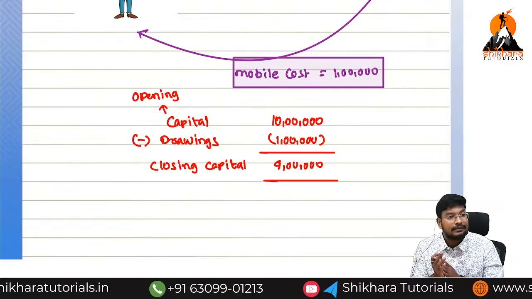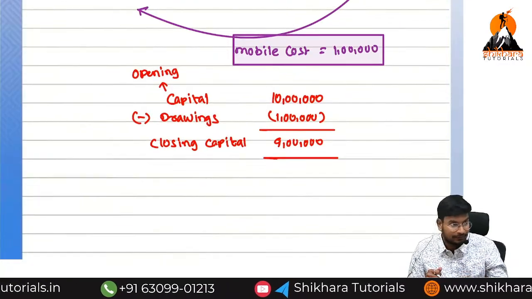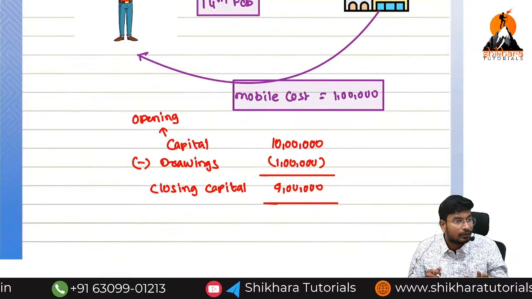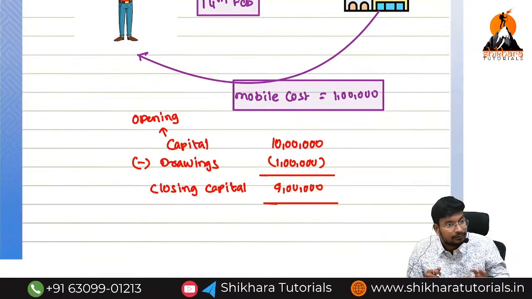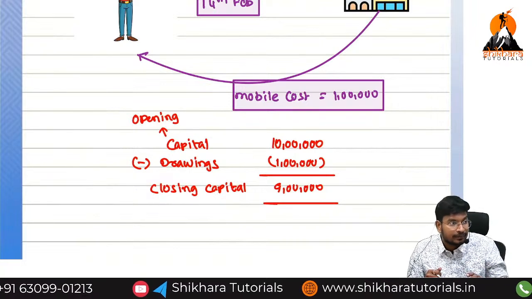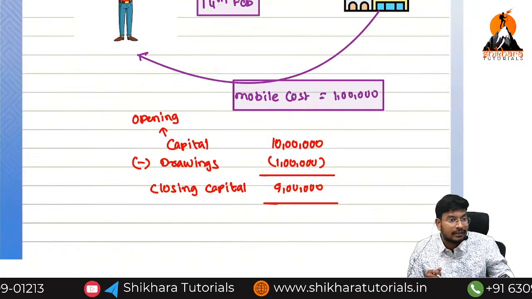So we have some other adjustments. I will discuss them one by one. Till now we have discussed the meanings of capital, drawings, goods, services, business, assets, and liabilities. Now we are learning meanings. In the next class we can discuss types of assets, types of liabilities, like that.